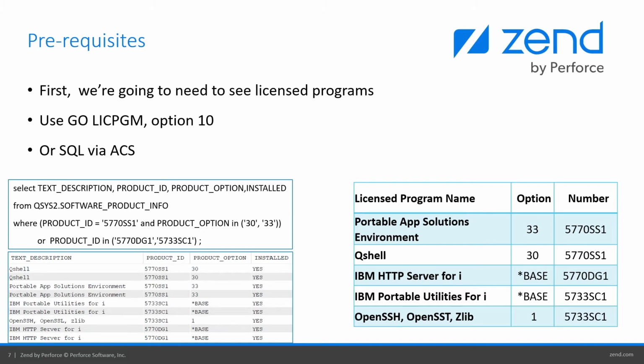These programs include Portable Application Solutions Environment, or PASE, which is 5770-SS1 option 33, Qshell of the same LP option 30, the IBM HTTP Server for i, 5770-DG1 base option, IBM Portable Utilities for i, 5733-SC1 base option, and then option 1 of 5733-SC1, which supplies OpenSSH, SSL, and zlib, and many other utilities. These options can be displayed using the GO LICPGM screen menu option 10, or via ACS by looking at the Db2 services via the SQL statement illustrated on the slide.